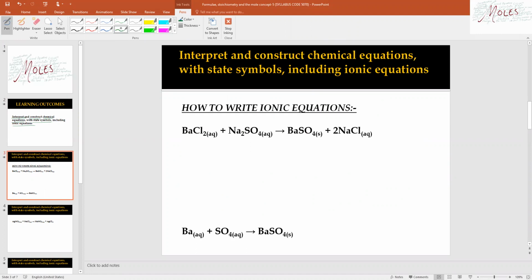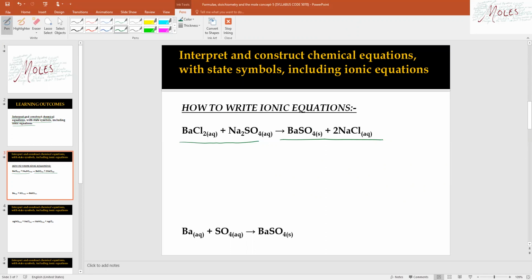Consider the reaction equation BaCl2(aq) + Na2SO4(aq) → BaSO4(s) + 2NaCl(aq). First, you need to check whether this reaction equation is balanced or not. Start counting the number of atoms of each element on both sides. It is balanced. Now look at the state symbols with each compound here.